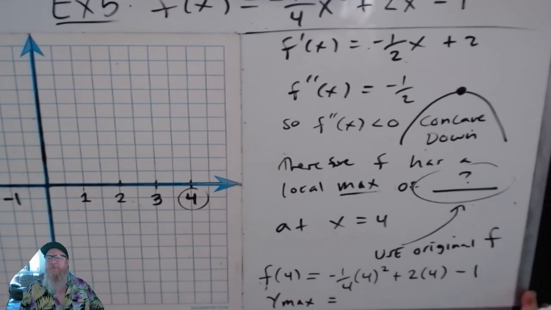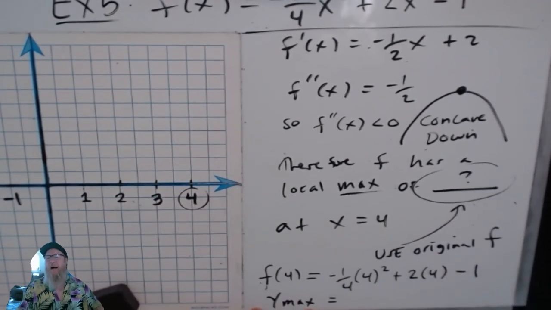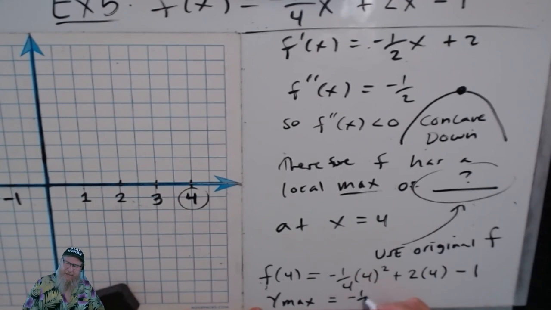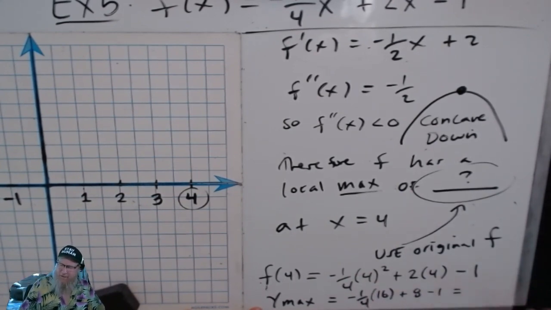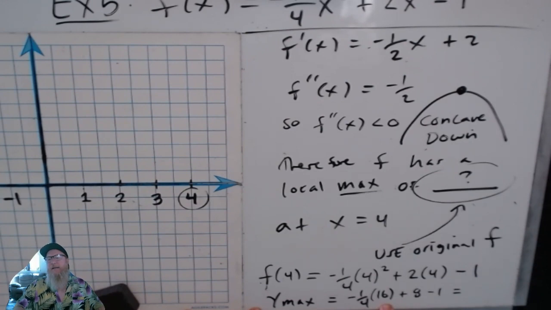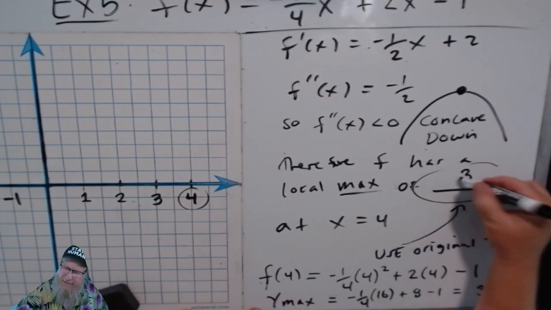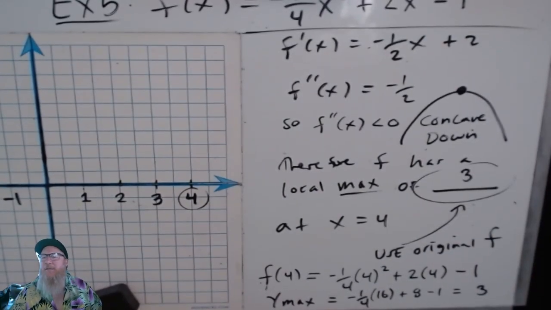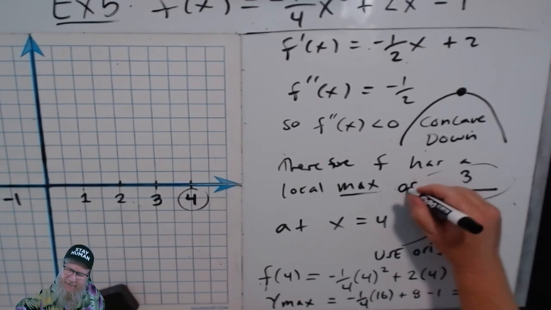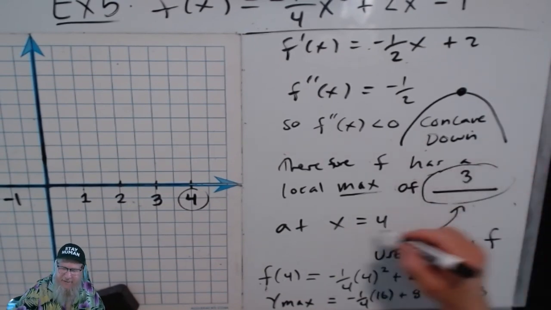Just an abbreviation for the maximum y value. It's negative 1/4 times 16 plus 8 minus 1. Let's try to do this with mental math. Negative 1/4 times 16 is negative 4. Negative 4 plus 8 is 4. 4 minus 1 is 3. So there is a local max of 3 at x equals 4.